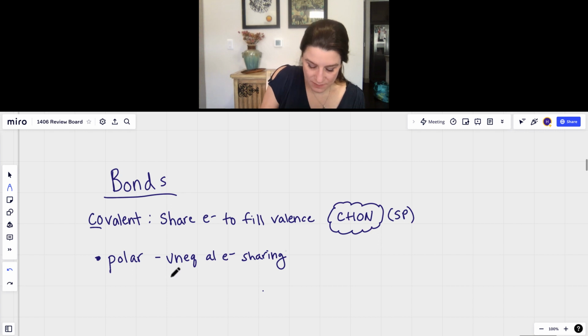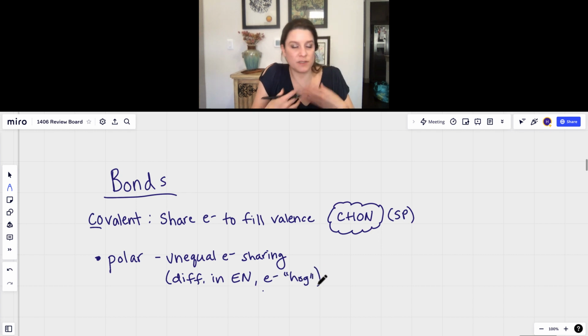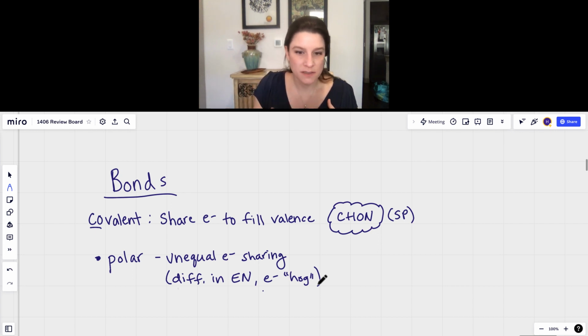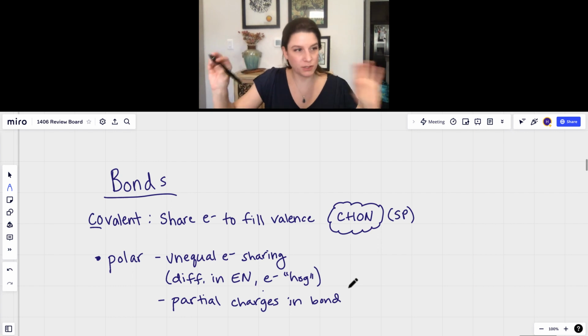And why is that? That's because there's a difference in electronegativity, how strong the atoms are. And so one of them hogs, so you've got an electron hog, if you want to think of it that way, that keeps the electrons on it more often. Doesn't rip them off, but it keeps the electrons on it more often. Okay? And so this is going to lead to partial charges in your bonds. You're going to have polarity, a partial negative, partial positive.